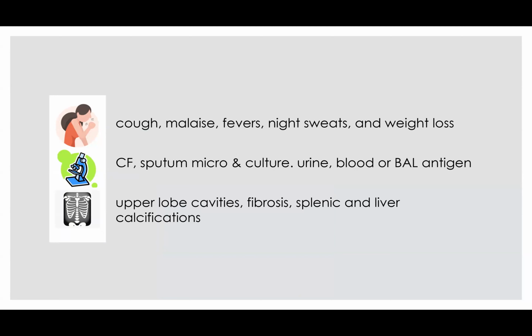Radiographically, cavities here typically are found in the upper lobes, and associated fibrosis can be seen in a high proportion of patients. The findings of numerous punctate calcifications can also be seen in the spleen, the liver, and the mesenteric lymph nodes, and this is particularly suggestive.